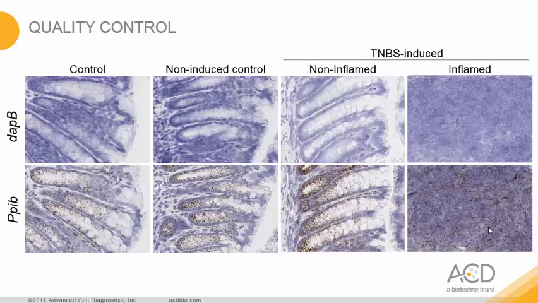To ensure good quality RNA in our samples and no background due to poor fixation, we tested each sample with the negative control probe DapB and the positive control probe PPIB. All samples showed no background with DapB, while robust signal was detected with PPIB, indicating high quality of our samples.